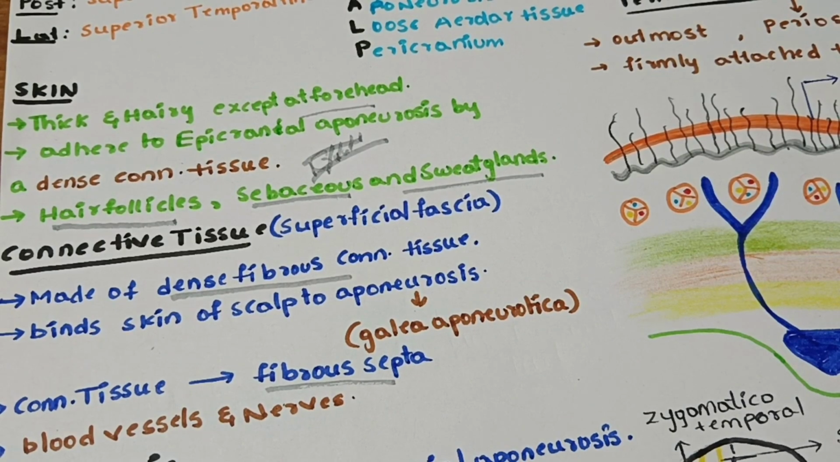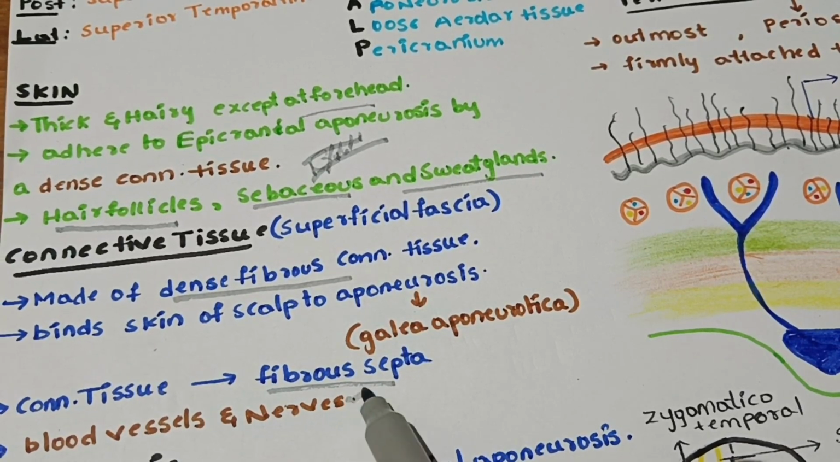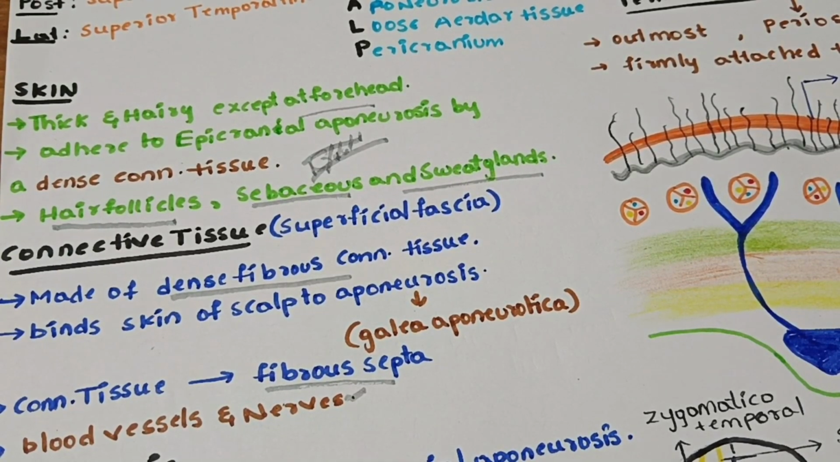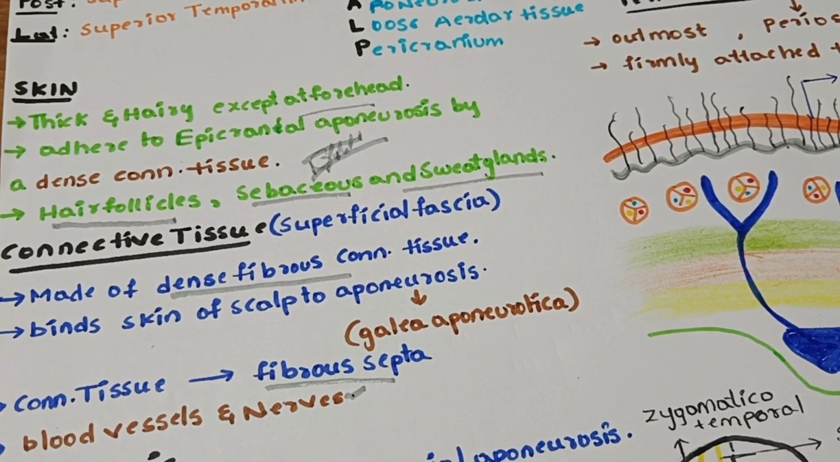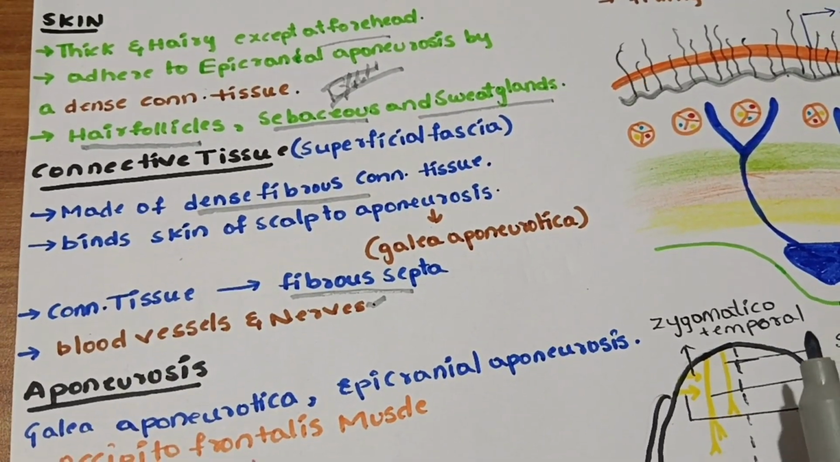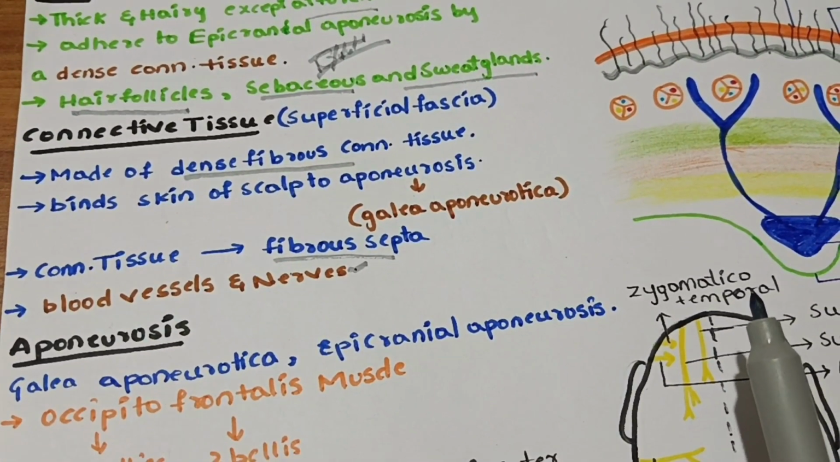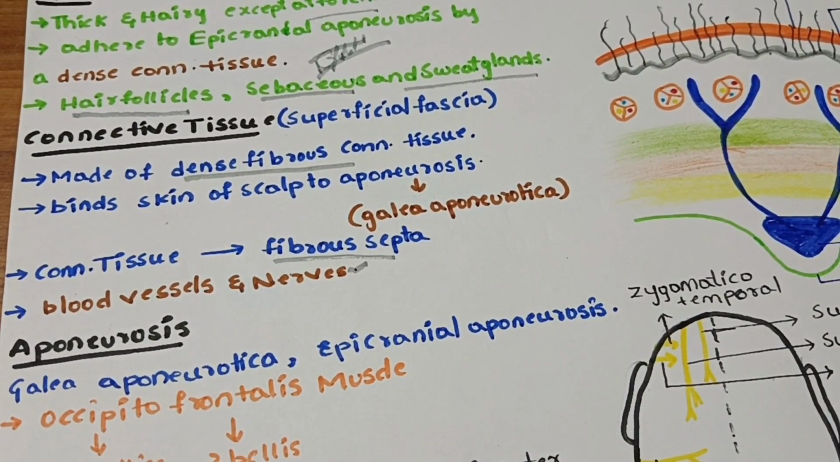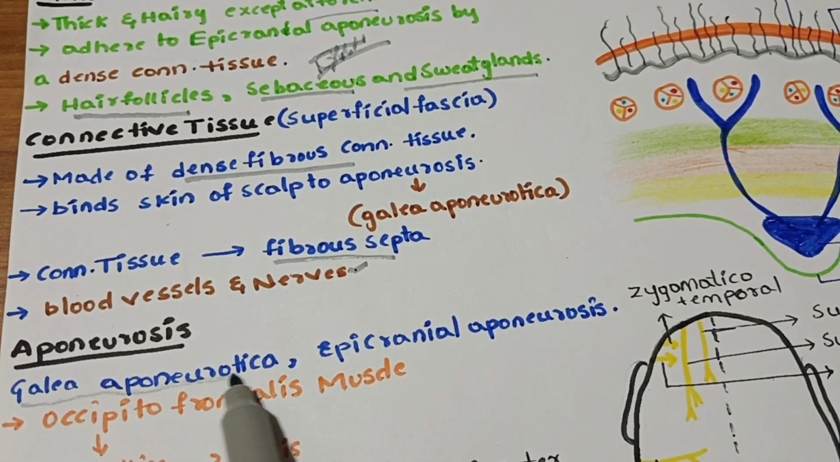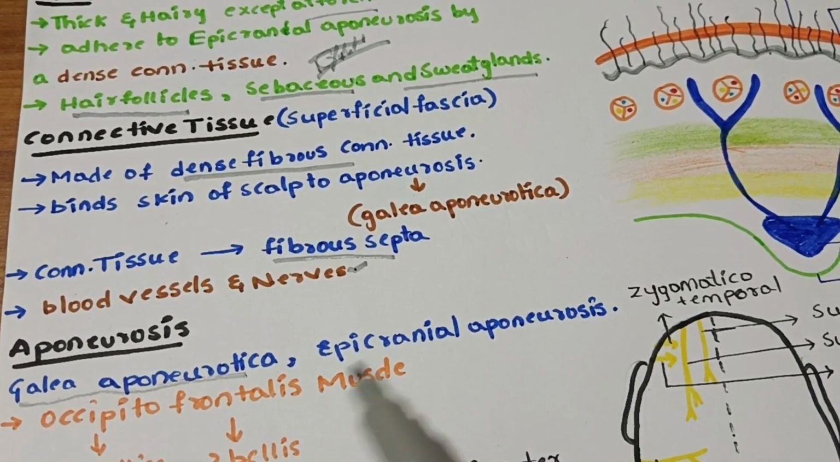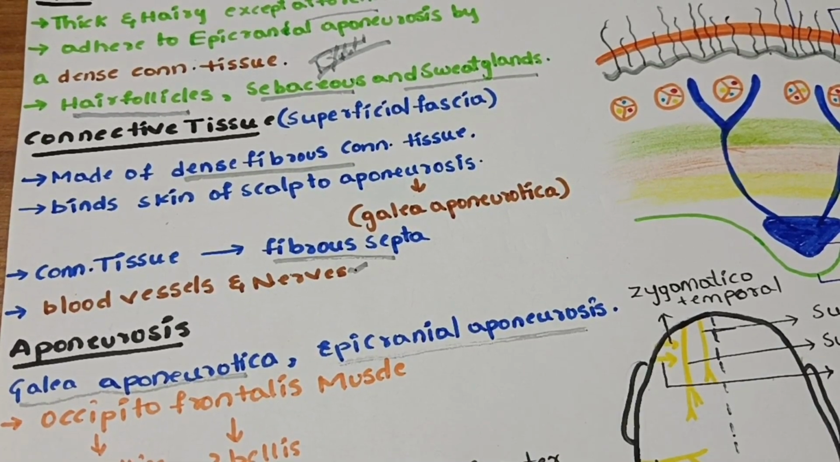There will be a question like which layer of scalp contains blood vessels? That is the connective tissue. The connective tissue is the layer of scalp that contains blood vessels and nerve fibers. Now, the third layer of the scalp is what? Aponeurosis. It is also known as galea aponeurotica or epicranial aponeurosis.